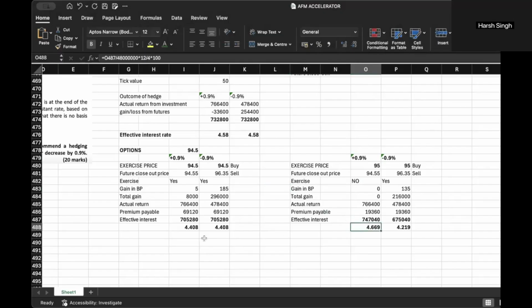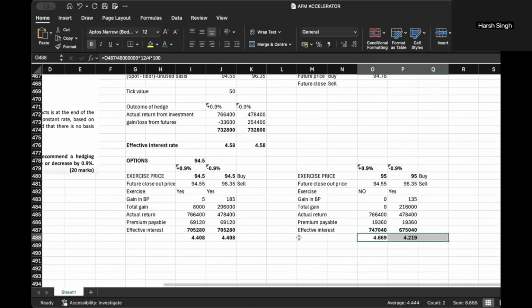In case of increase, if you're taking option of 94.5, be it increase or decrease, it is going to be the same. In case of 95, it will be a little different. It's 4.669 and 4.219.